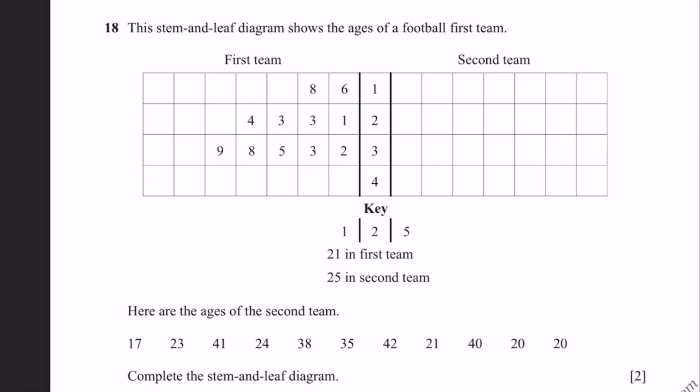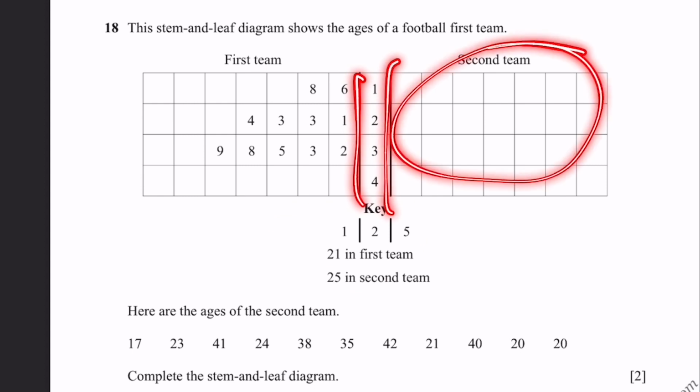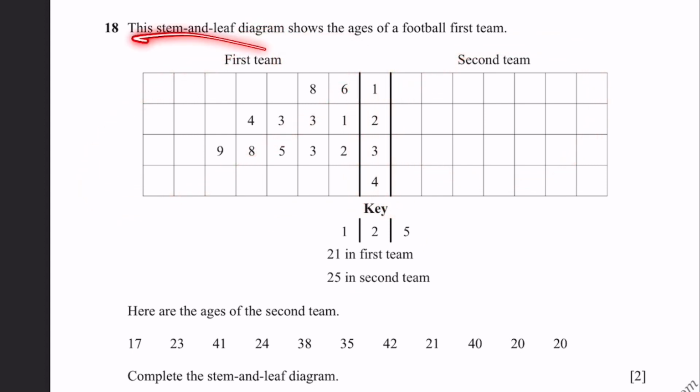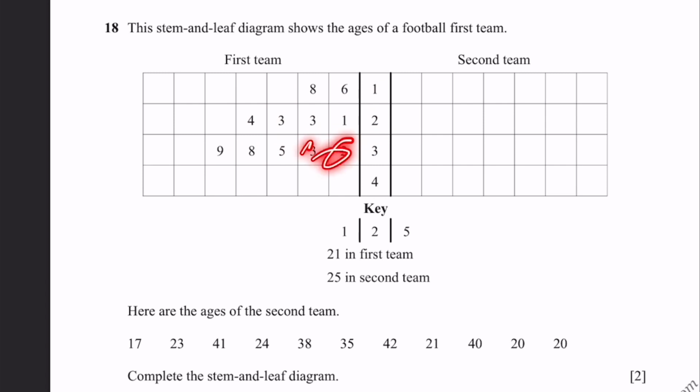This stem and leaf diagram shows the ages of a football first team. So look at the key. This is the stem. These two sides are the leaf. That's why it's called stem and leaf. So the middle is a stem. So you have 1. This means 21 in first team and 25 in second team. What does that mean? So there's 1 here and over 8 here. So that's 18. There's 16. 21, 23, 23, 24, 32, 33, 35, 38, and 39.